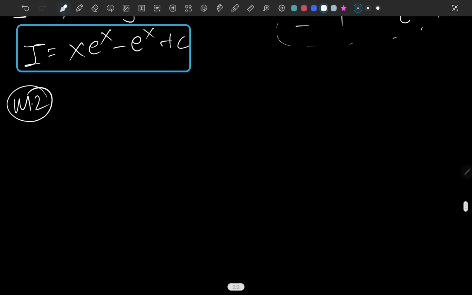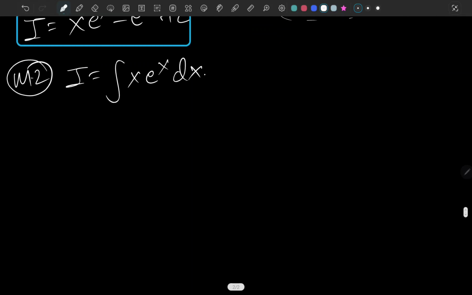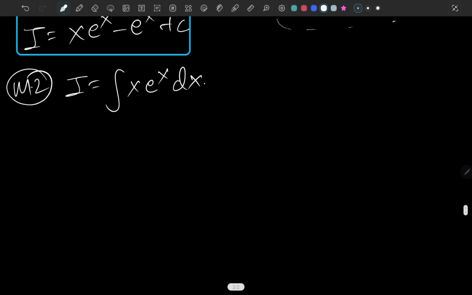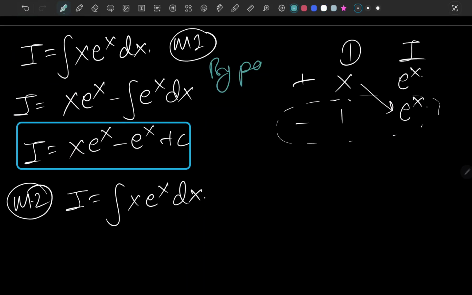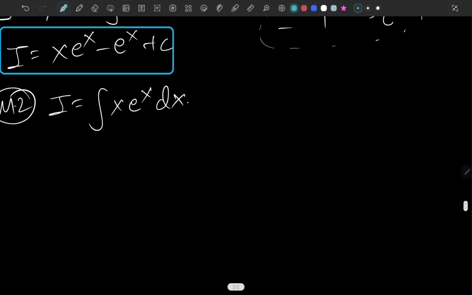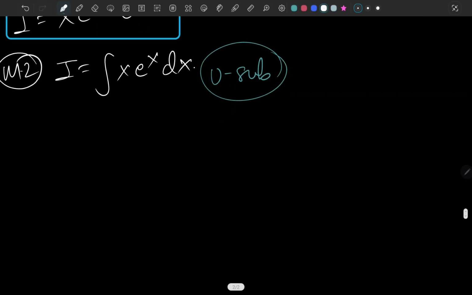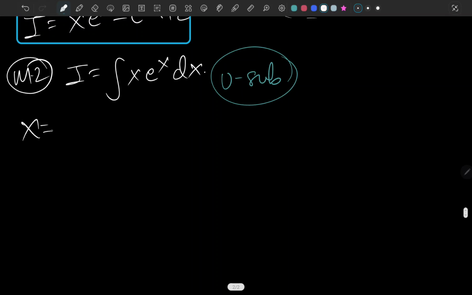Wait for that moment. Method 2, right? So we were having I equals integral x times e to the x dx. Now I'm just going to use u-substitution. The first method used by parts, but in the second method we are going to use u-substitution. So that is really cool. And what is that? Let x equals ln of t. So that says dx is 1 over t dt, right?